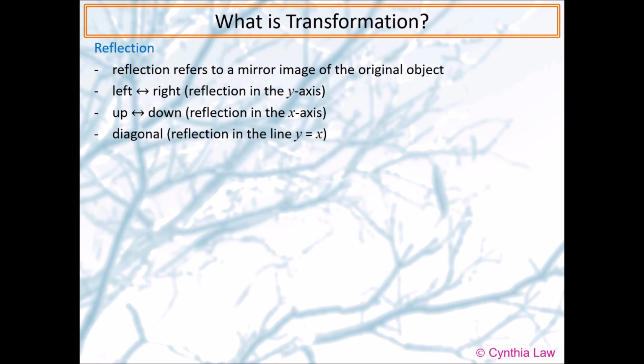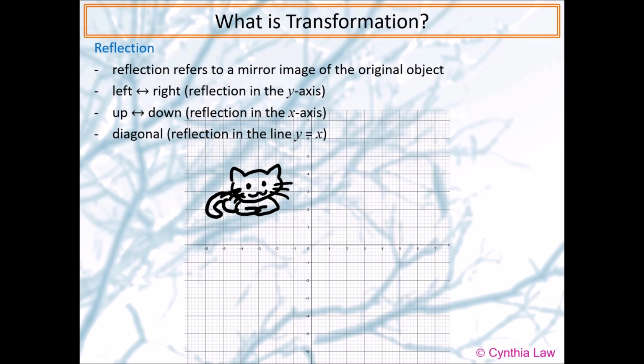And we can have diagonal reflections. For example, we can have a reflection in the line y equals x. In this course, we will only look at reflections in the y-axis, x-axis, and the line y equals x.